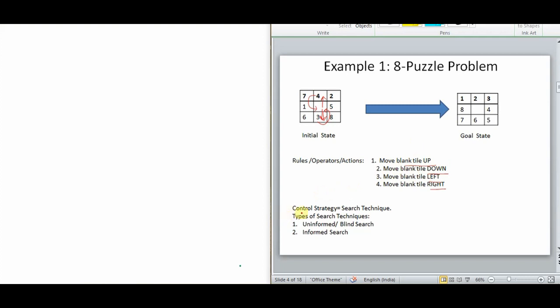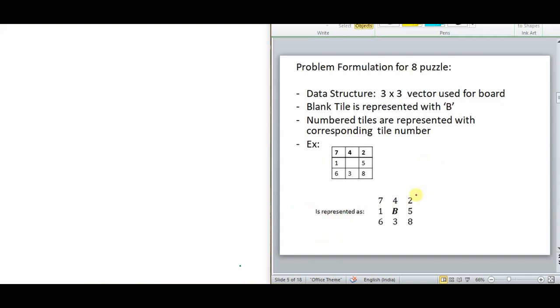Now what is the control strategy? Control strategy is basically a search technique. Now what are the different types of search techniques that we have in AI? In a broad sense, we have 2 search techniques. There is something called the uninformed or blind search technique, and there is something called the informed search technique. We are going to shortly see what these techniques are.